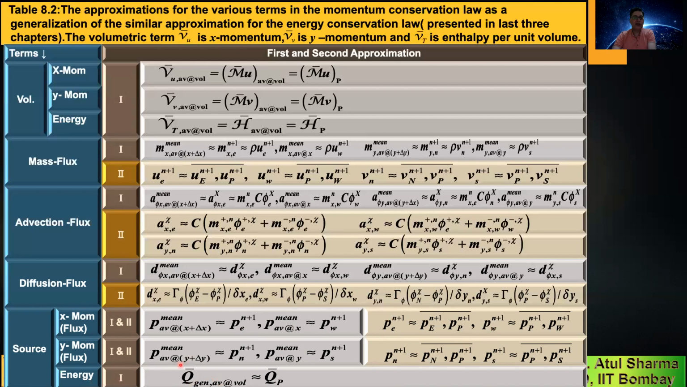And this is volumetric heat generation. To calculate the average in a volume, if it is varying, for most problems it does not vary, so you may not need to use any approximation if it is uniform. But if it is varying in space, then you can take the volumetric generation at the centroid of the control volume.